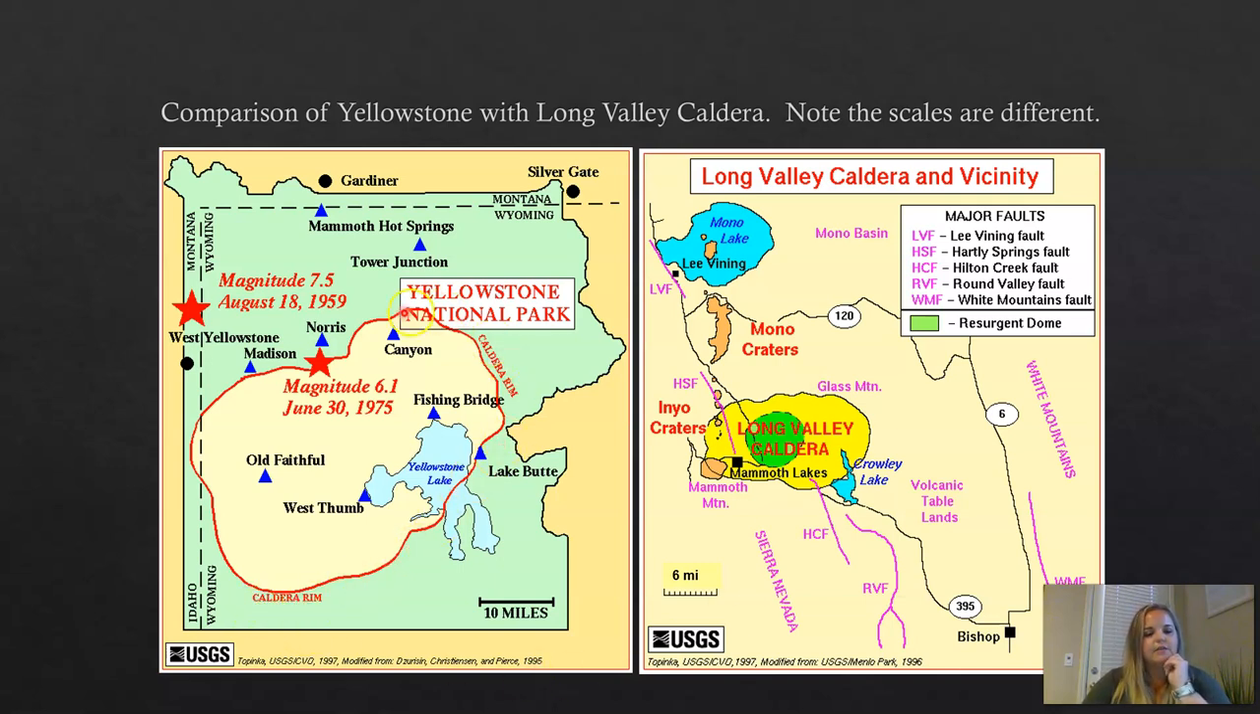And then here you can see the outline of the Yellowstone, and this is just the park, okay? So the caldera rim is here, but as you go into the earth, it's drastically bigger.